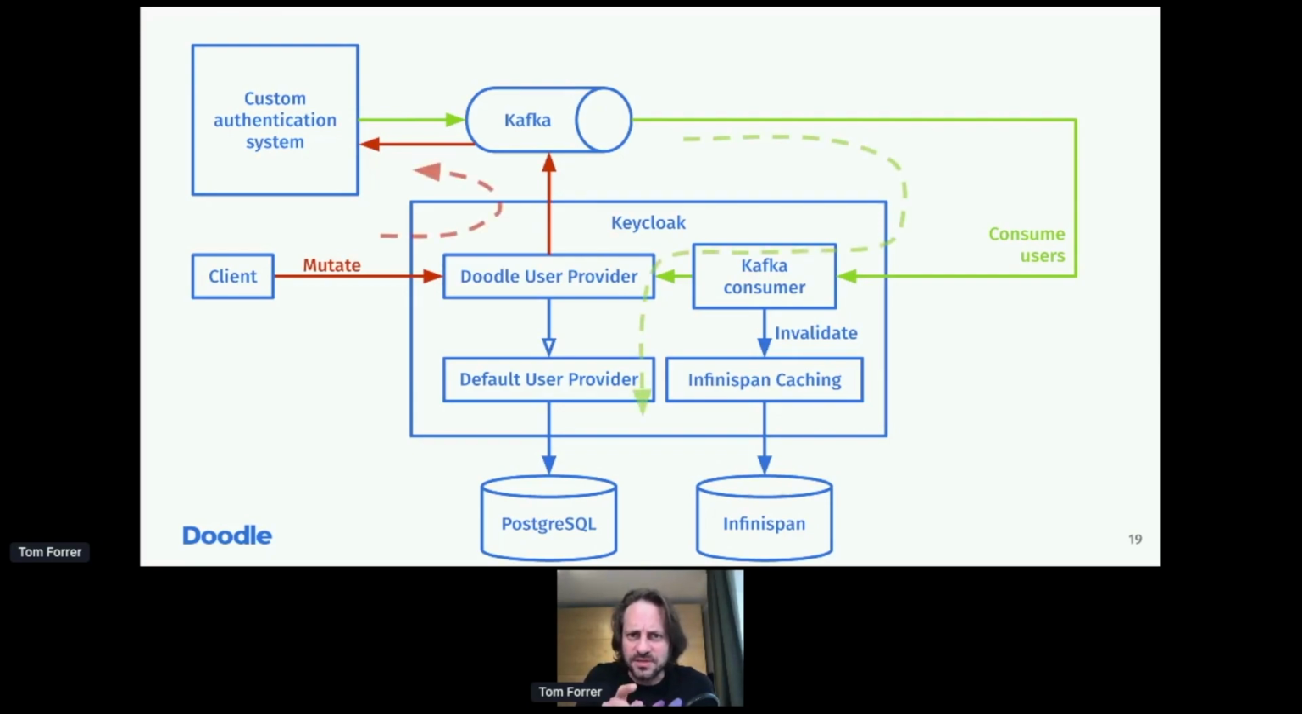You might notice there might be an architectural problem here. We have to be really careful to not create an asynchronous message loop. User data changes coming from Kafka must not be reported back to the custom authentication system.